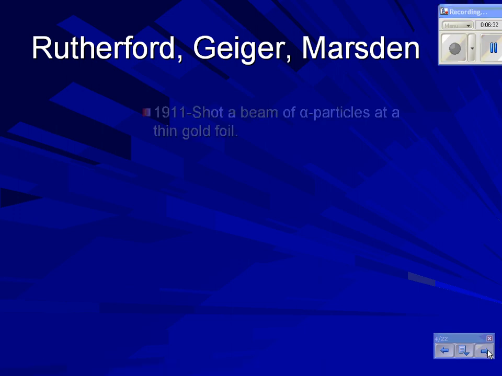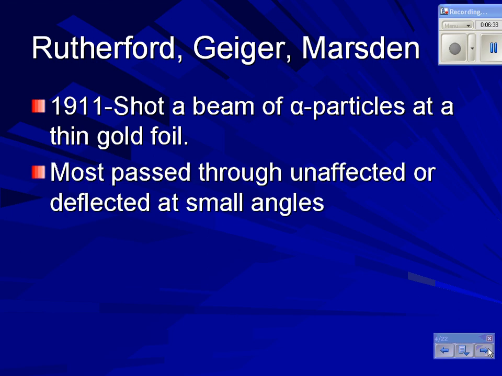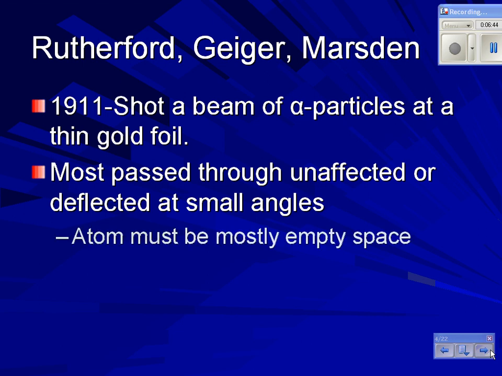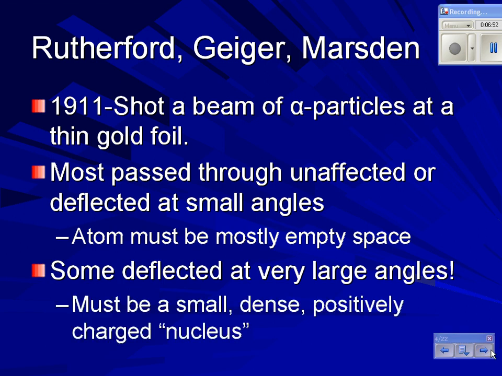So here's kind of the experiment. It was done in 1911. They shot a beam of alpha particles at thin gold foil. Most of them went through without anything happening or deflected at really, really small angles, which basically told them there's got to be a lot of empty space in there. But every once in a while, some would deflect at very large angles, and this was the big discovery. There must be something really small, really dense, and positively charged in the atom. And it was the first piece of evidence that the atom has this nucleus, which we take for granted today.